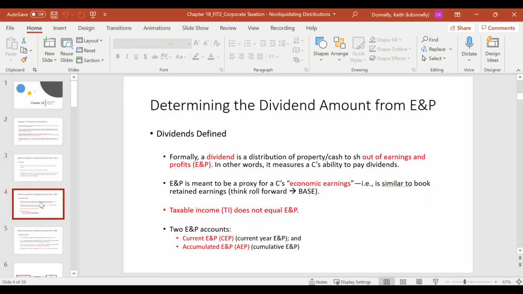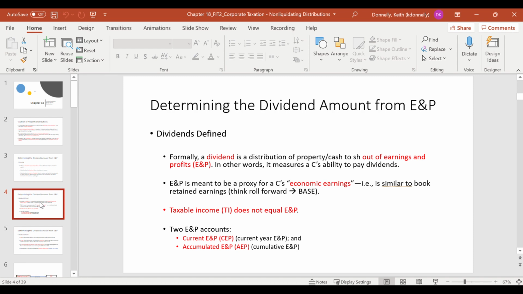So how do we know whether it's a dividend or a return of capital? Now we're going to start to get into the rules for how we would describe these things. The IRS code says this: if we look at a property transaction with a corporation where they distribute property, this would be called a dividend when there is a distribution of property or cash that comes out of earnings and profits.